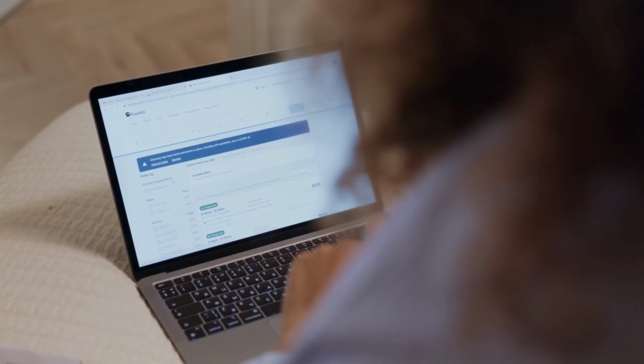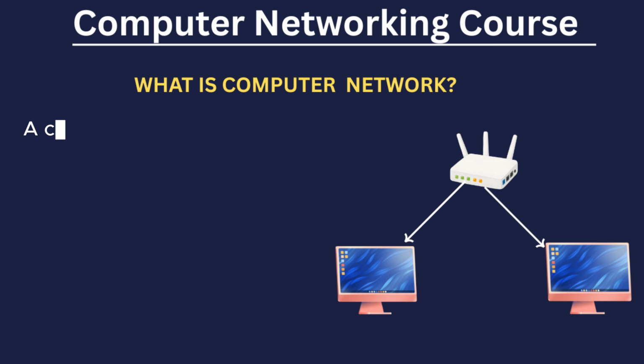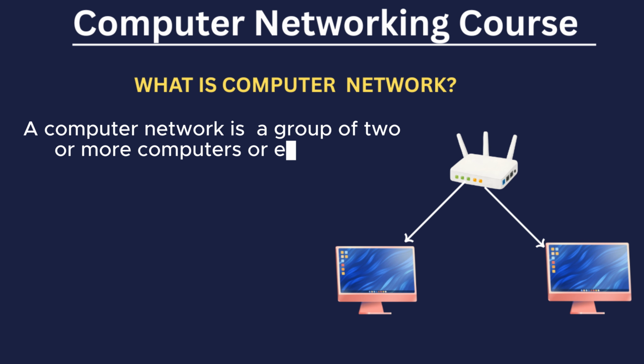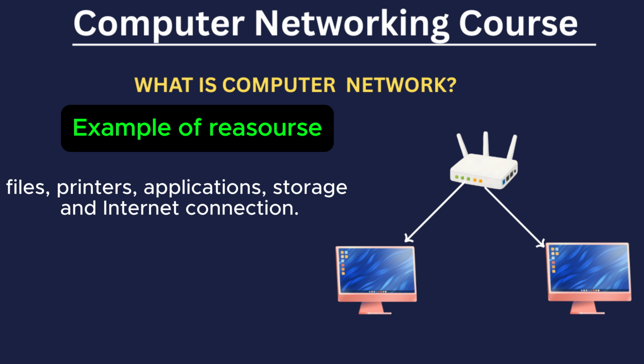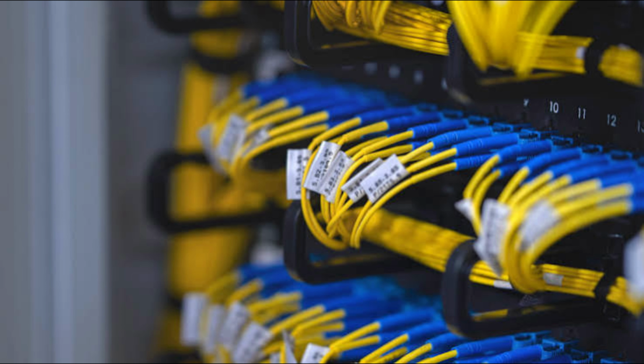So, what exactly is a computer network? A computer network is a collection of two or more computers or electronic devices connected together to communicate and share resources. These resources may include files, printers, storage devices, software applications, and internet access. The devices can communicate using wired connections such as Ethernet and fiber optic cables, or wireless technology such as Wi-Fi. In simple terms, a computer network allows devices to exchange information and work together efficiently.